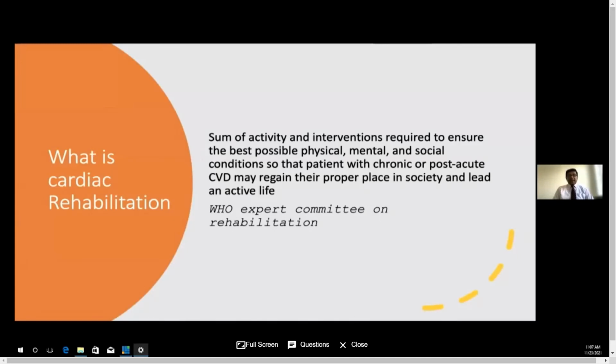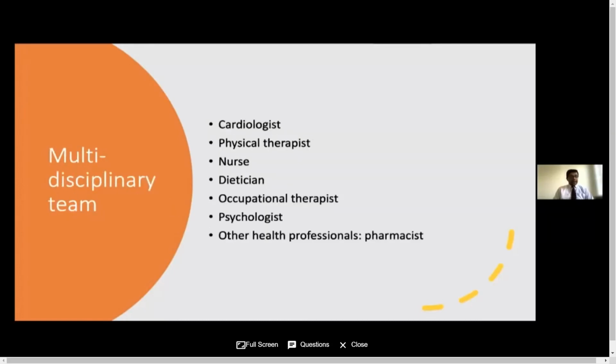In the 1950s and 60s, prolonged bed rest, even up to 3 months, was prescribed for patients following myocardial infarction. Advances of medical technology have led to shorter duration of hospitalization. The goals of cardiac rehabilitation cannot be achieved without a multidisciplinary team approach. The multidisciplinary team includes cardiologist, physical therapist, nursing officer, dietitian, occupational therapist, psychologist, and other health professionals like pharmacists.